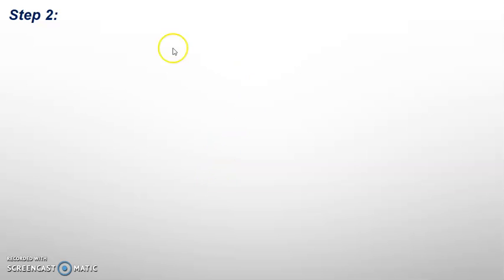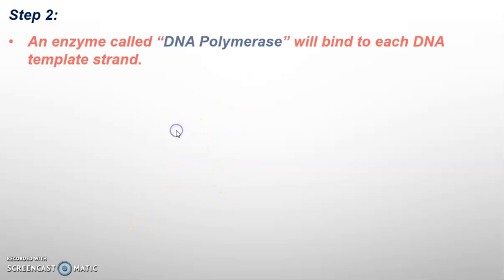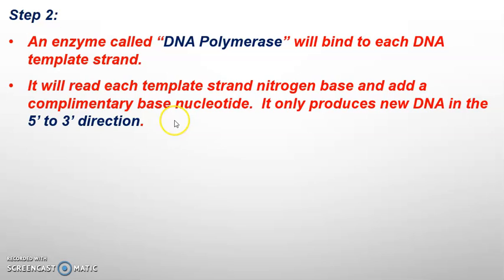So for step 2, this slide here is going to be a little bit more technical. We're going to use an enzyme next called DNA polymerase, and it's going to want to bind to each of the 2 template strands, both the top and the bottom. Its job is to read each template strand, read the nucleotide of each template strand, and add a corresponding or complementary nitrogen base.